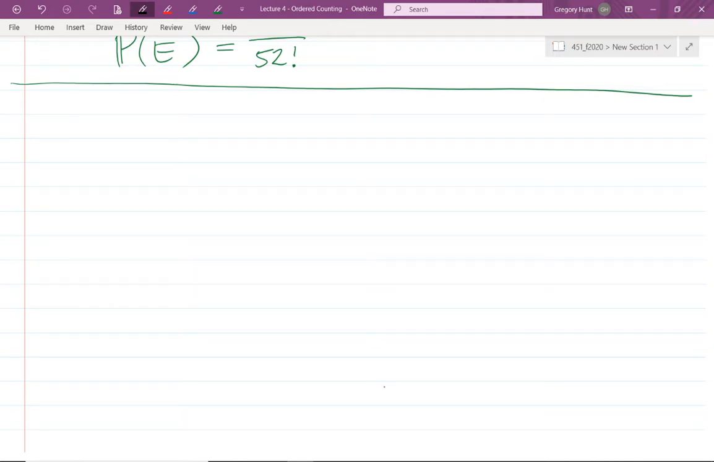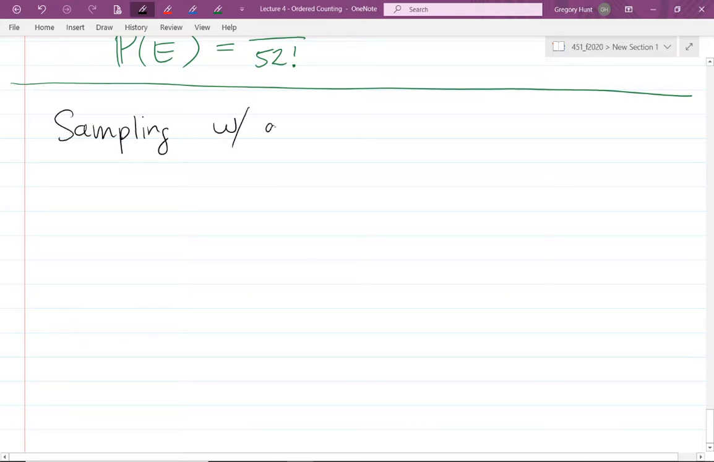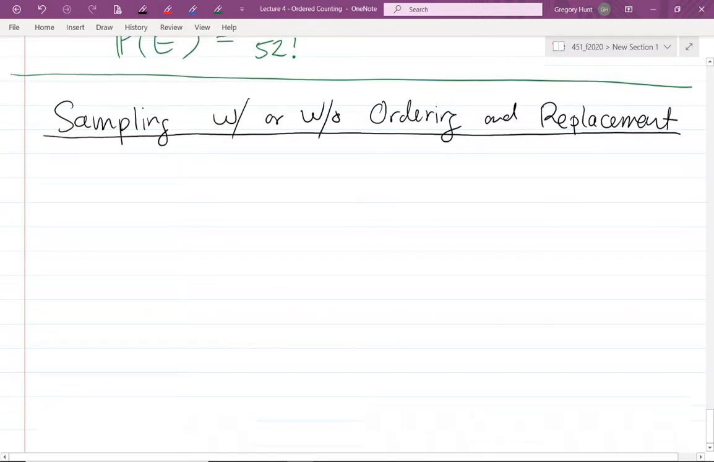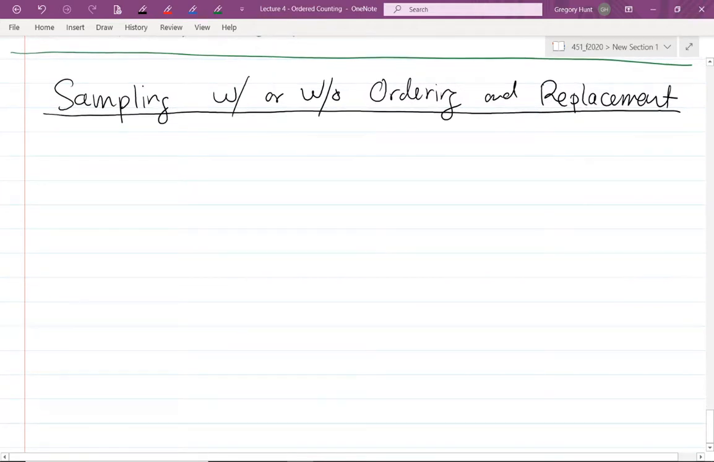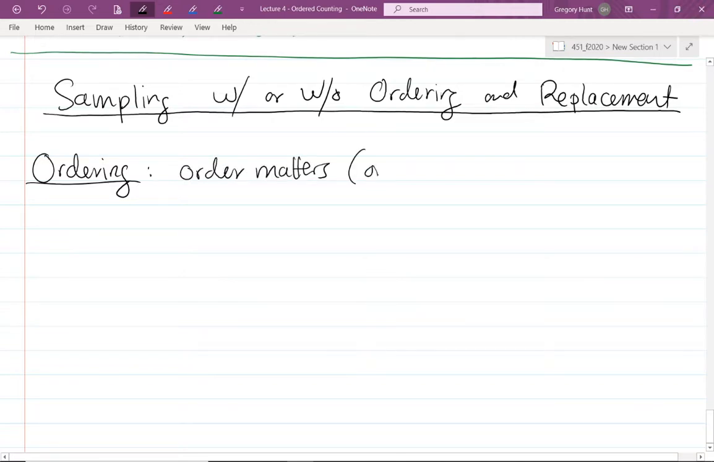And so we're going to talk about sampling with or without ordering and replacement. Okay, so let's talk about what that means. Let's first talk about ordering. We want to distinguish between collections of things where the order matters, or not. The order of our collection of things doesn't matter.